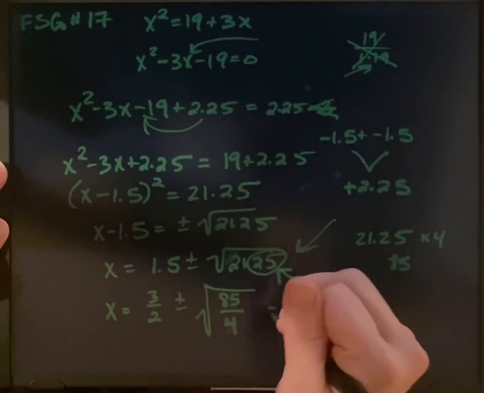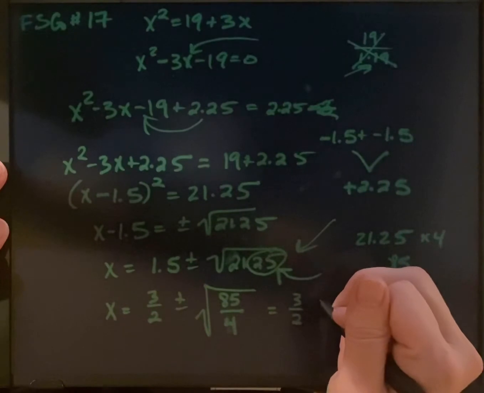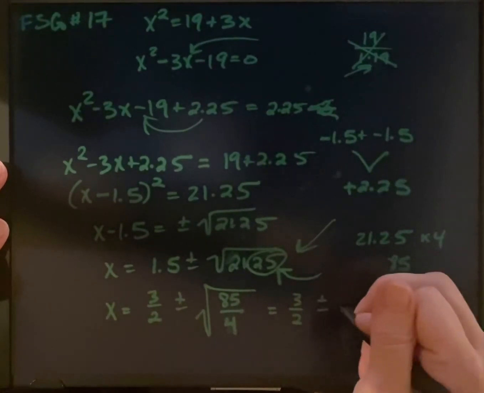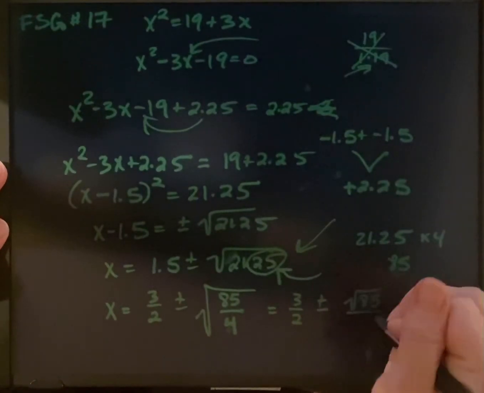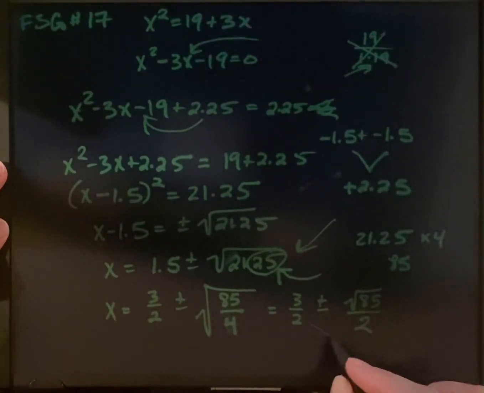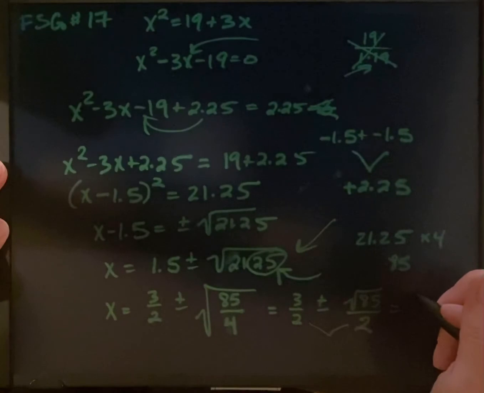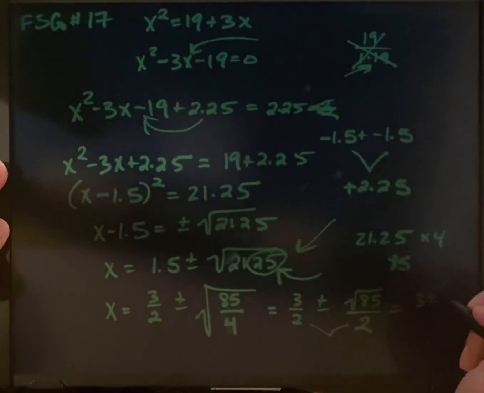And so now we can simplify a little further. It's going to give us 3/2 plus or minus square root of 85 over 2. And now these are the same denominator, so we can combine these. We're going to get 3 plus or minus square root of 85 all over 2.